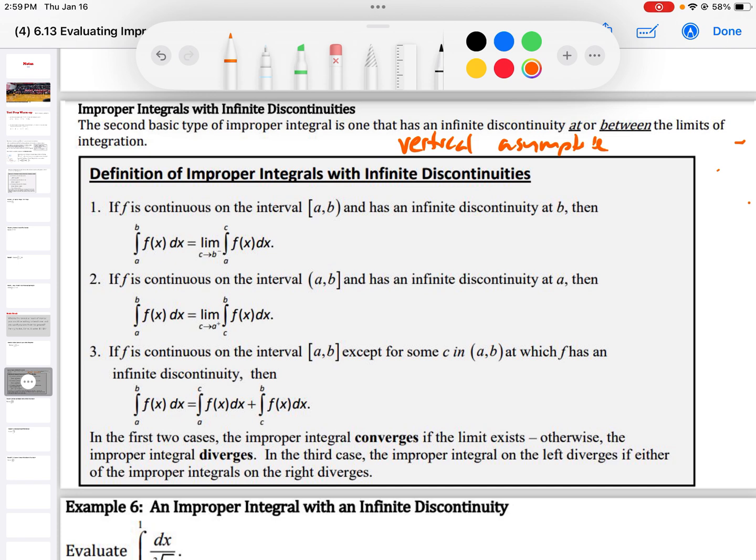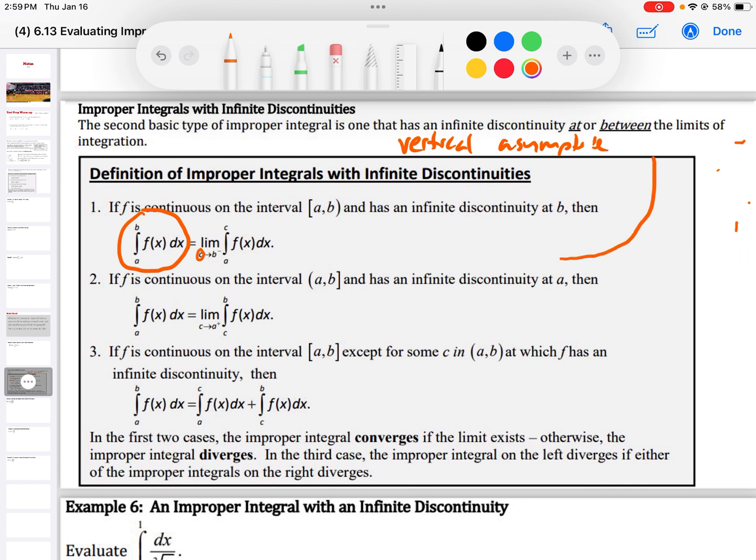So this says if f is continuous on the interval from a all the way up to b, and there's an infinite discontinuity at b, or a vertical asymptote at b, then the integral would be equal to the limit as some variable c goes to b from the left, from a to c.